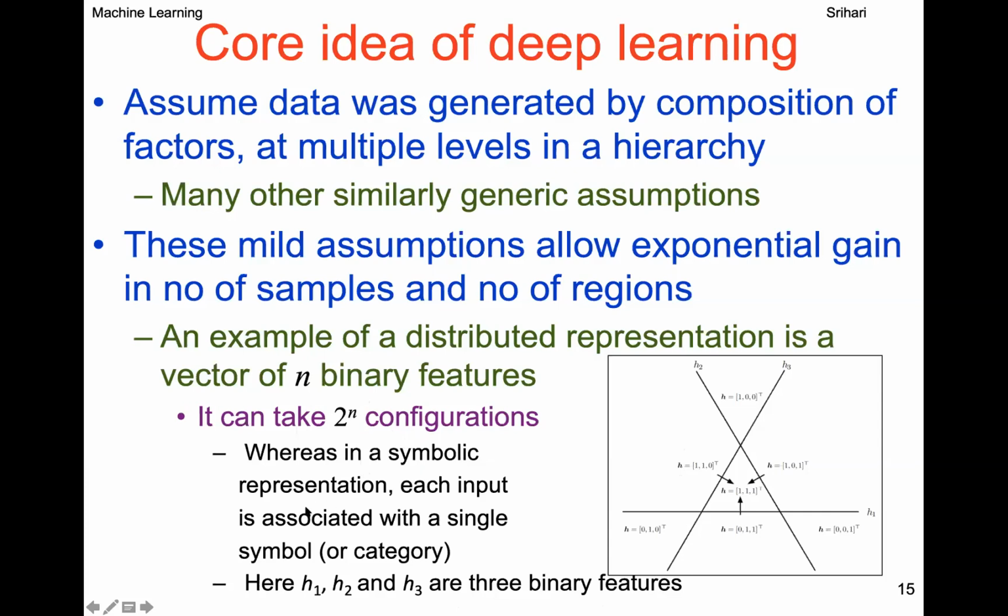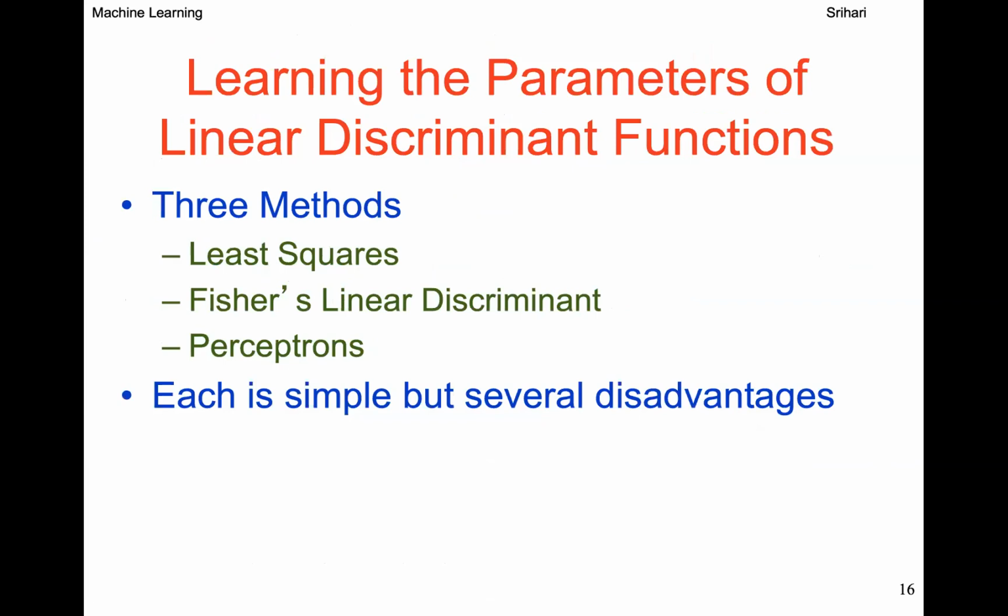Whereas in a symbolic representation, each input is associated with a single symbol or category. So we can have a distributed representation in which we can go from the input feature, which is three binary features, and then we can go into 2 to the power of that number of regions. So these deep learning networks or neural networks take advantage of this kind of representation rather than nearest neighbor. A nearest neighbor classifier would need as many samples as the number of regions you need, whereas here we have more regions than that. Anyway, those are all very general statements to see what is really the difference between a nearest neighbor classifier and a neural network classifier, what is happening conceptually, and that's what I was trying to address there.